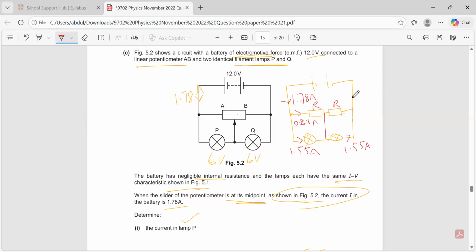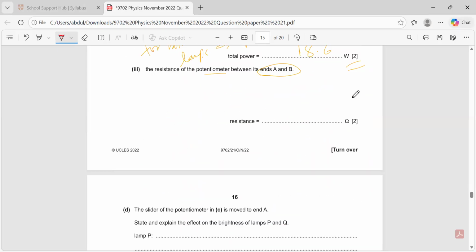Here the current will also be 1.55 ampere, and these are in parallel. Potential difference is same, but current is split. So 1.78 is divided here and here. Here we already calculated 1.55, so what is remaining is 1.78 minus 1.55, that is 0.23. Now we can calculate the resistance. We know R is equal to V over I. V is equal to 12 and I is 0.23. When we simplify, the answer comes to be 52.2, so the resistance is 52.2 ohms.